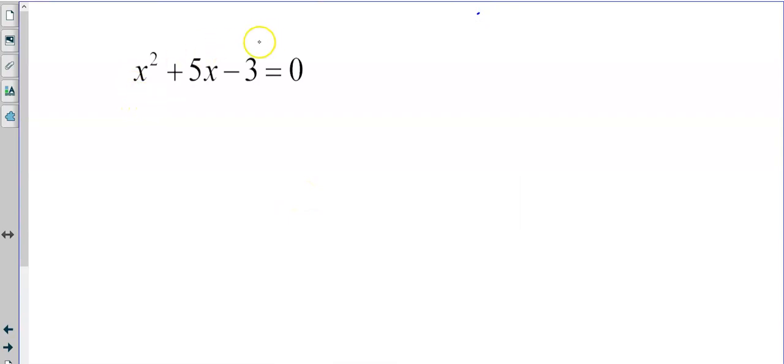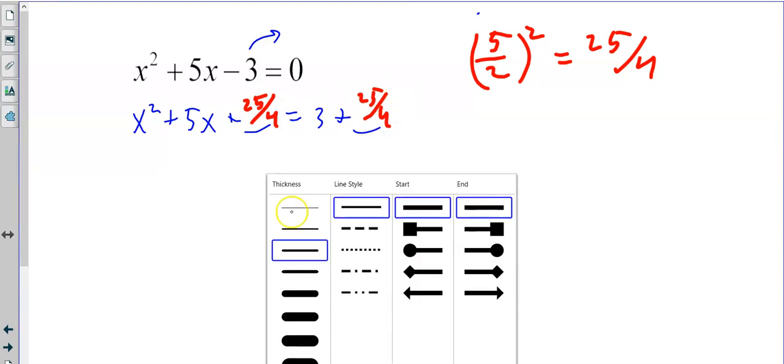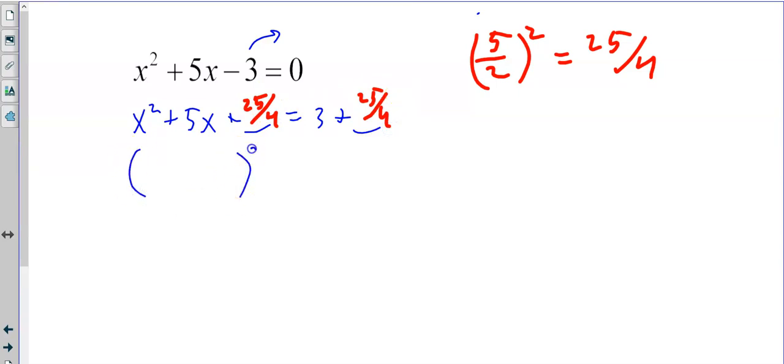So let's move the 3 over first. We get x squared plus 5x plus blank equals 3 plus blank. You're going to add half that middle term. So half of 5 is 5 halves. You're going to square it. So that's going to be 25 over 4. So I'm going to add 25 fourths to both sides. And the left-hand side should simplify nicely. It's plus and plus, so it's got to be plus.